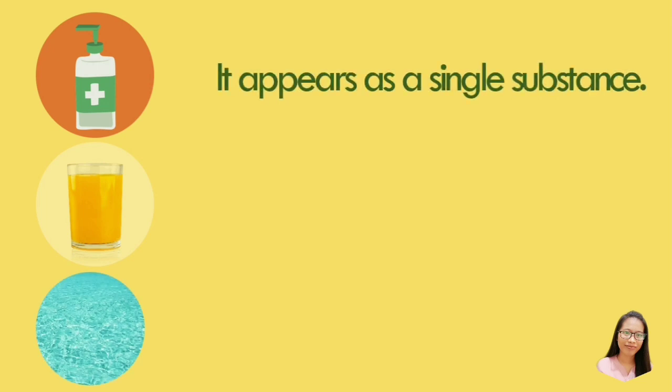Does it appear as a single substance? Let's look at the alcohol first. It has a uniform appearance. The same goes with the juice and seawater. Therefore, the mixtures have this characteristic.